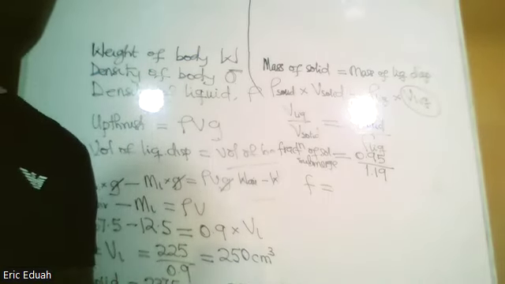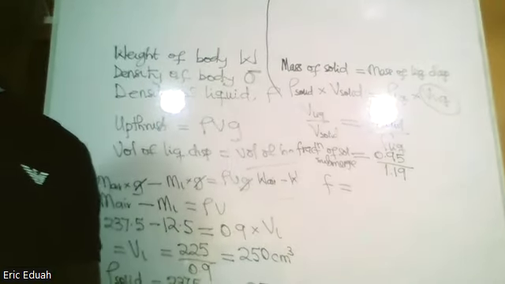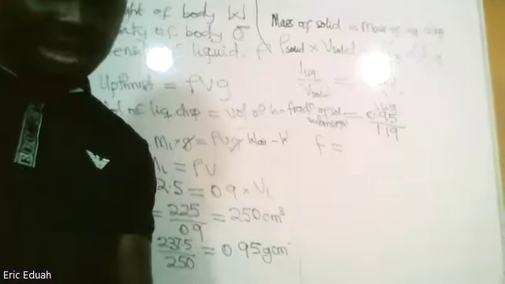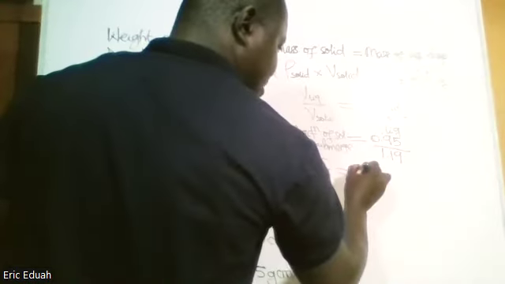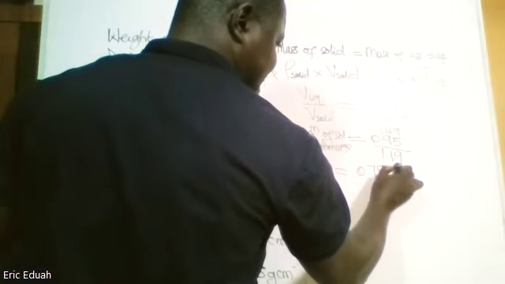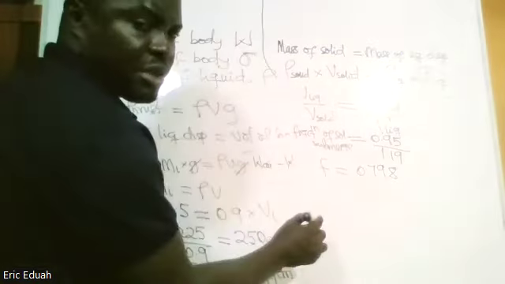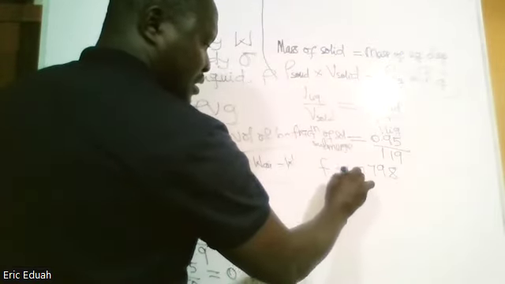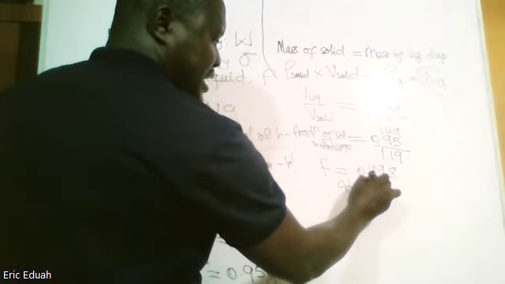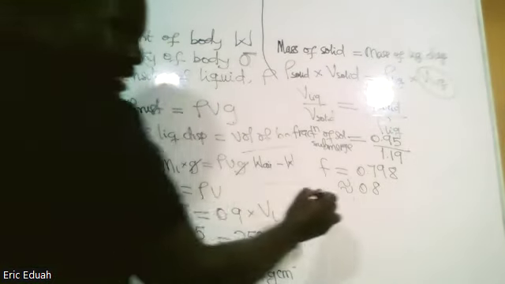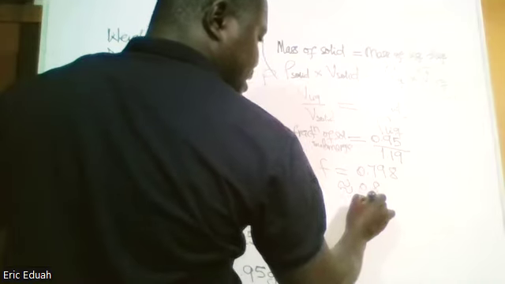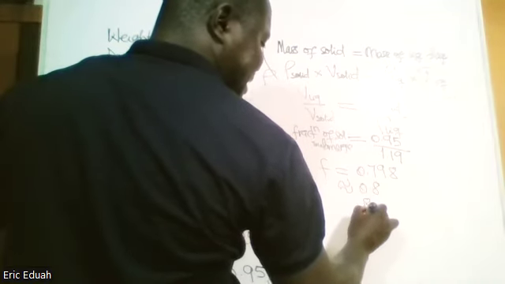Rashid, what's the state? Sir, please, I got 0.798. So this is 0.798, which is approximately 0.8. And this, we can state as 8 over 10.